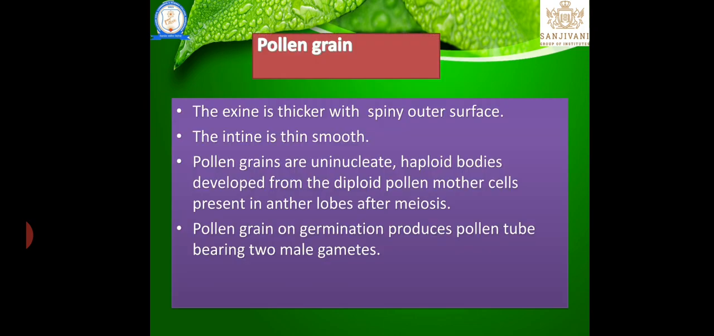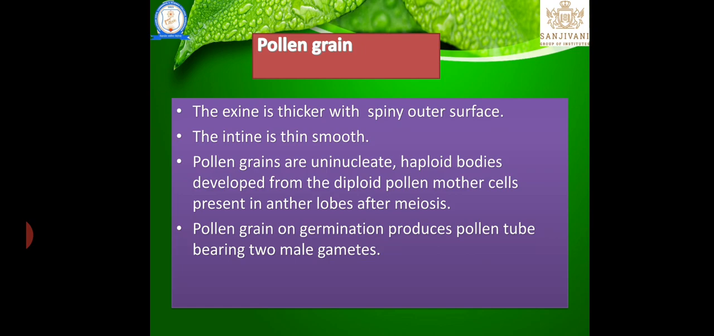Pollen grain: the exine is thicker with a spiny outer surface. The intine is thin and smooth. The pollen grains are uninucleate haploid bodies developed from diploid pollen mother cells, and they are present in the anther lobes after meiosis.